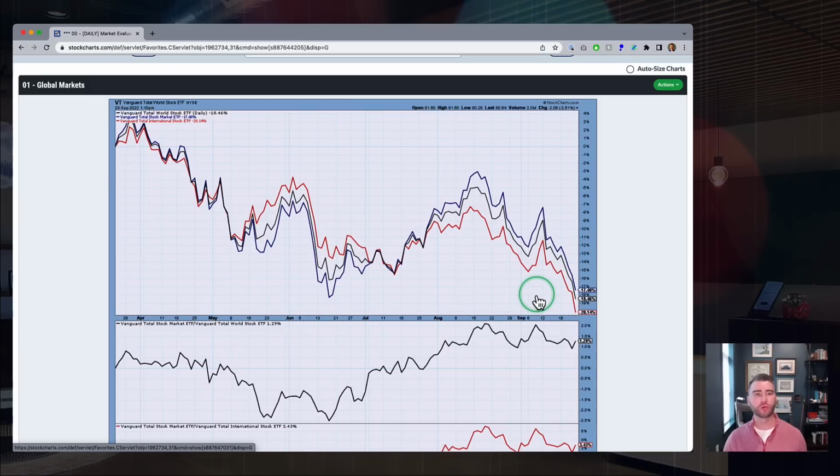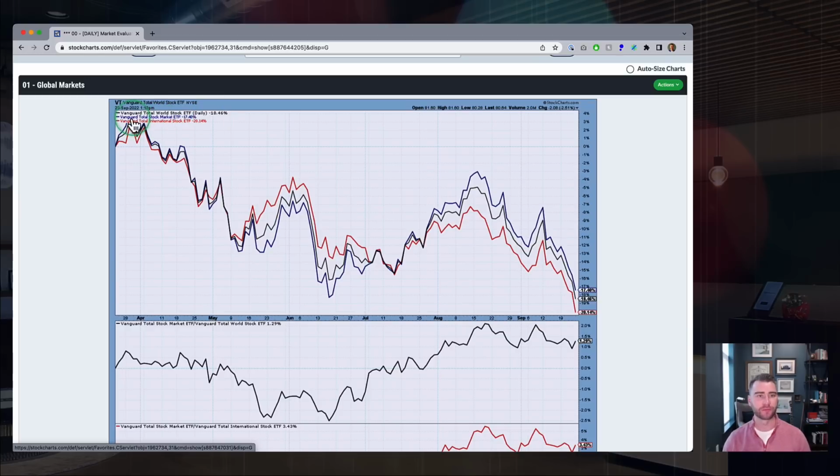So this is global markets. This gives me a sense of how some of the different global indexes are doing, how stocks around the world are performing. The black line is going to be the total world index. Again, these are all Vanguard indexes actually. So the total world, all the stocks in the entire world lumped into one index.